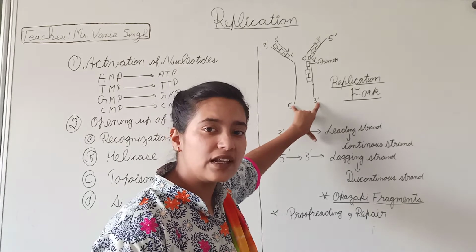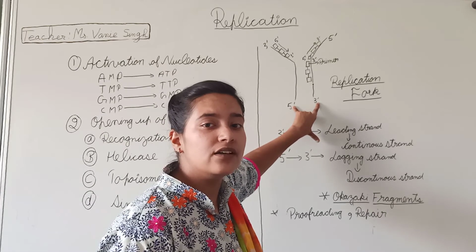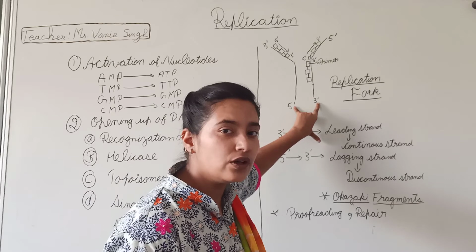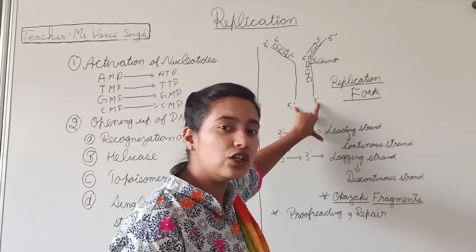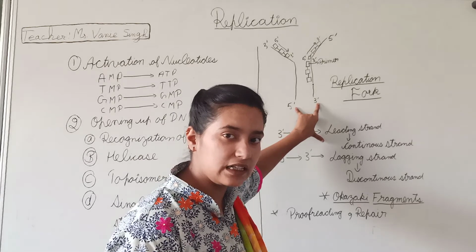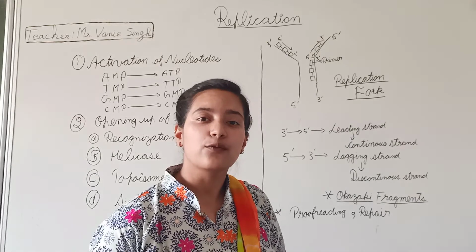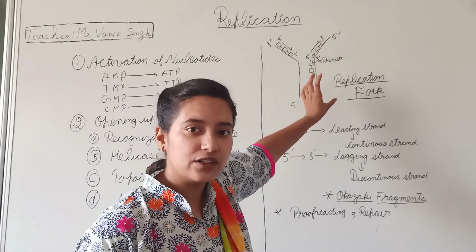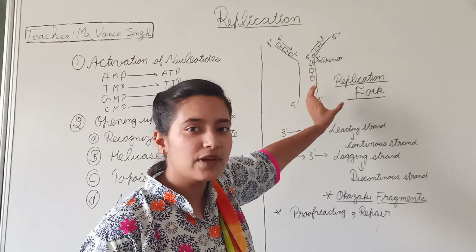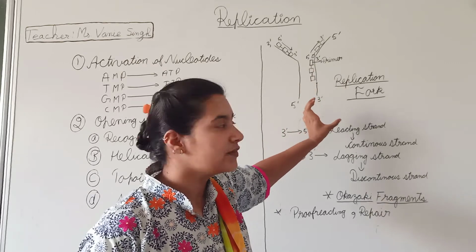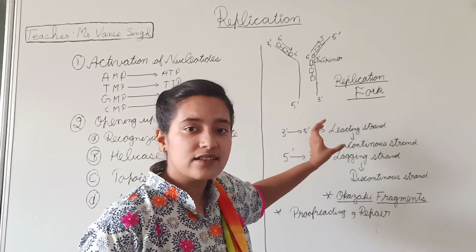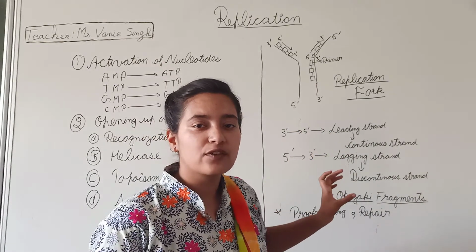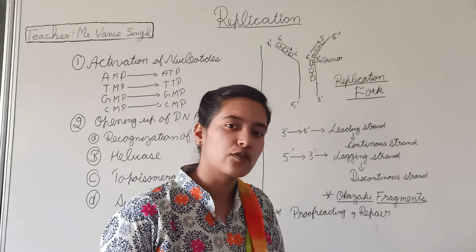Now, these parent strands need to be replicated. So, they will get the newly synthesized DNA. It will be from the 5' end to the 3' end. But this strand is discontinuous. Why? Because the primase enzyme is involved here. When the primase enzyme is involved, the strand will be in the discontinuous form.